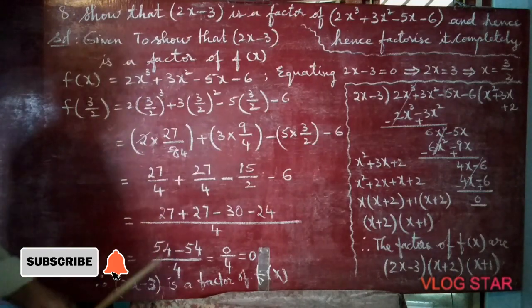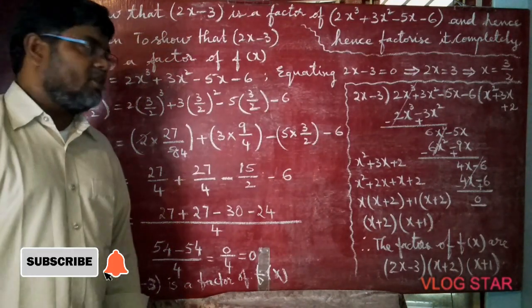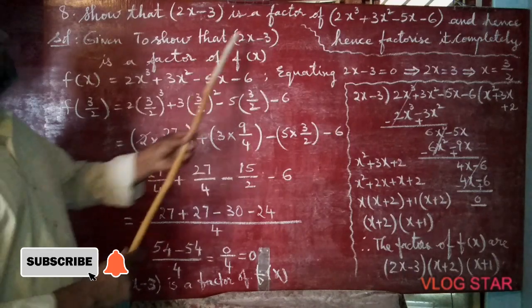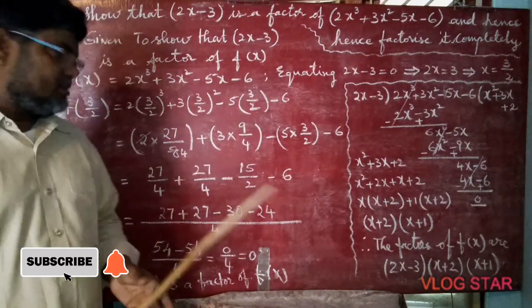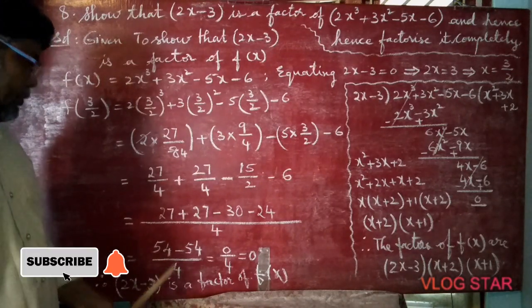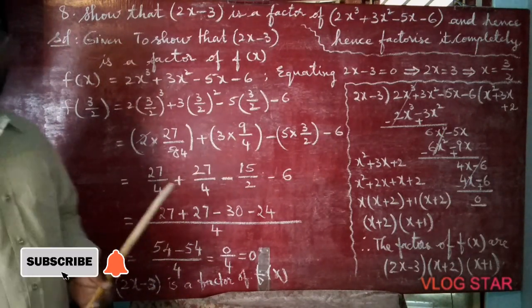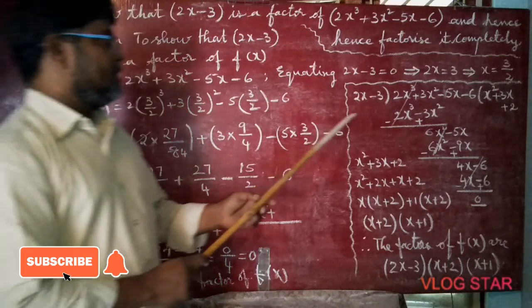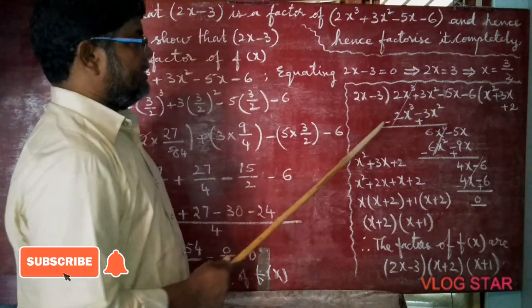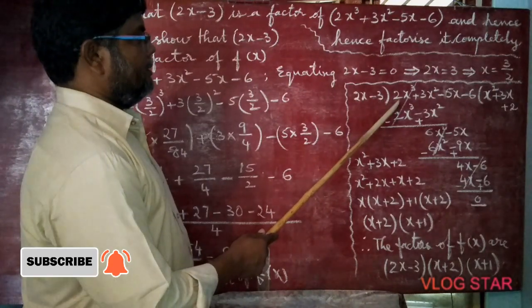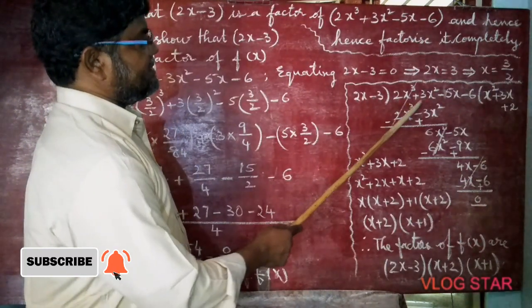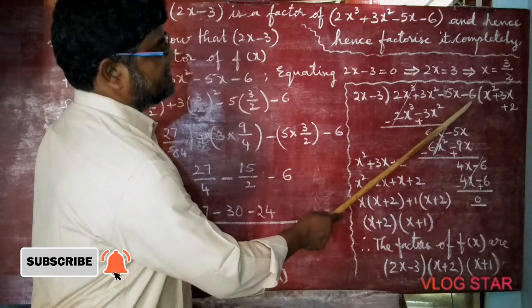Now, one factor we got. Still, how many factors do we want? Two more, because this is a cubic expression, and a cubic expression means 3 factors. Already one factor we proved; they gave it in the problem and we proved it. Now coming to the long division method, 2x − 3 divided into 2x³ + 3x² − 5x − 6.